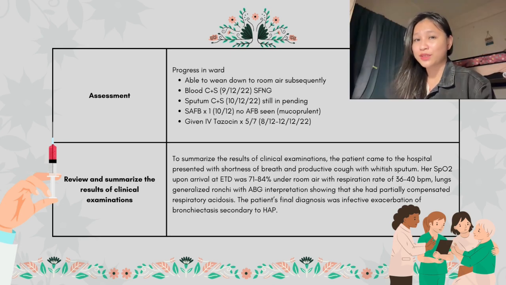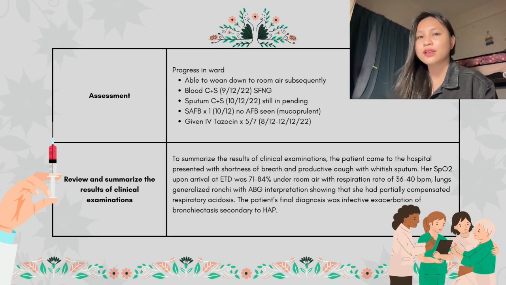To summarize the results of clinical examinations, the patient came to the hospital presenting with shortness of breath and productive cough with whitish sputum. Her oxygen saturation upon arrival at ETD was ranging from 71% to 84% under room air, with respiration rate ranging from 36 to 40 breaths per minute. Her lungs had generalized rhonchi, with ABG interpretation showing that she had partially compensated respiratory acidosis. The patient's final diagnosis was infective exacerbation of bronchiectasis secondary to hospital-acquired pneumonia.